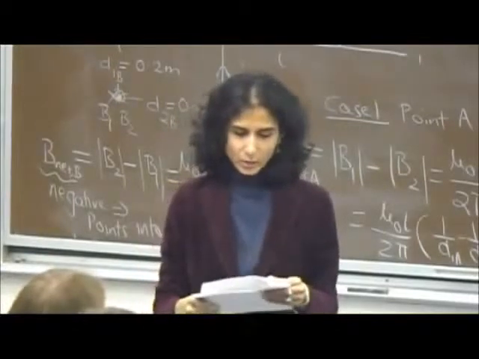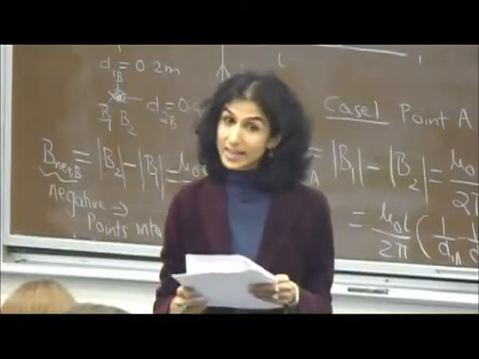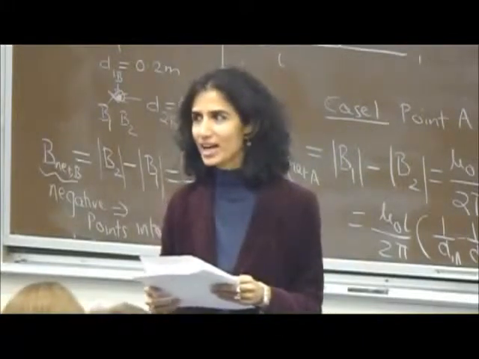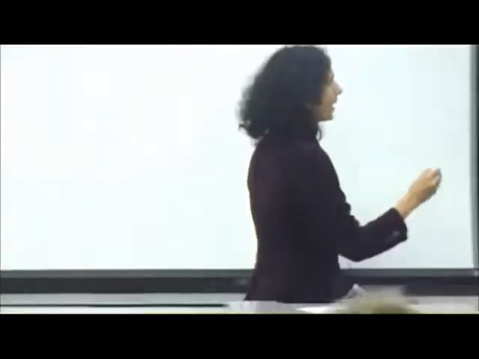All right, let's look at the next one. It says, the magnetic force on a charged particle is in the direction of velocity. The answer should be never, right? Why is the magnetic force never in the direction of velocity? Anybody?